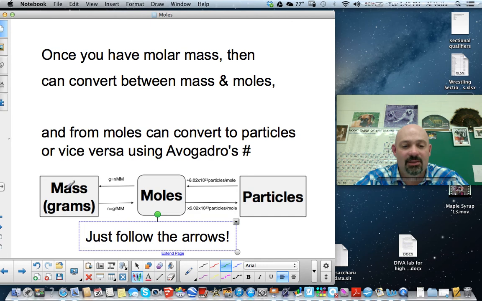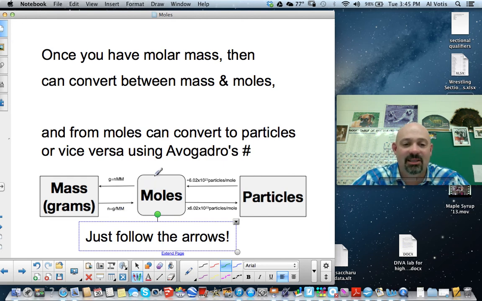So if I have mass and I want to find out how many moles it is, I take my grams as mass times molar mass. Or actually I want to get to moles. Moles is grams divided by molar mass. So if I had 14 grams of ammonium phosphate, I would take 14 grams divided by the molar mass, which we just found was 149, and that would be how many moles I would have.